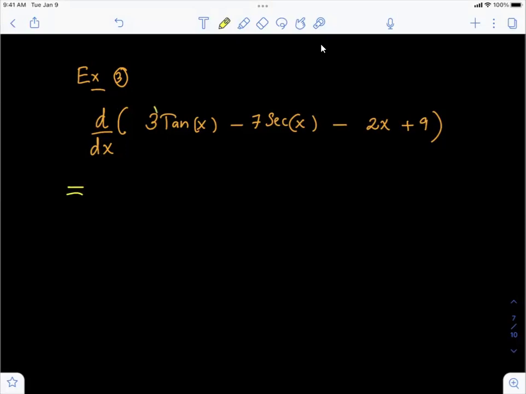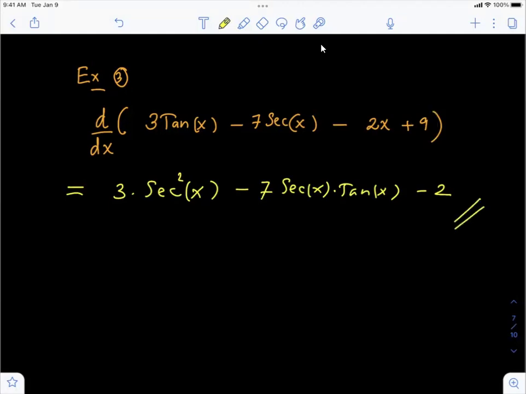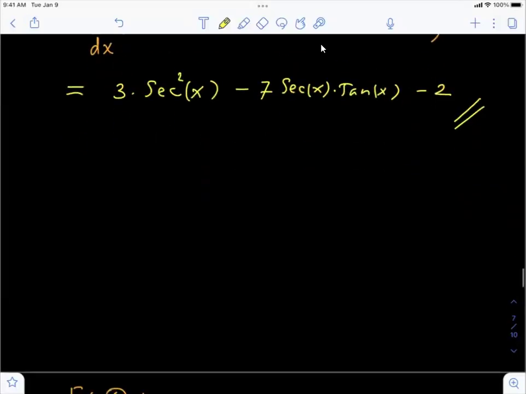Now take the derivative. This is a constant multiple. So 3 times the derivative of tangent is none other than secant squared. It is not a surprise. If you're surprised, go ahead and check the formula sheet. Minus 7 times the derivative of secant x, which is none other than secant x times tangent x, minus 2 times x, but the derivative of x is 1, so minus 2, and then the constant will result in just 0 when you take the derivative. It's that simple. Single line answers. Don't you see? It's that simple.